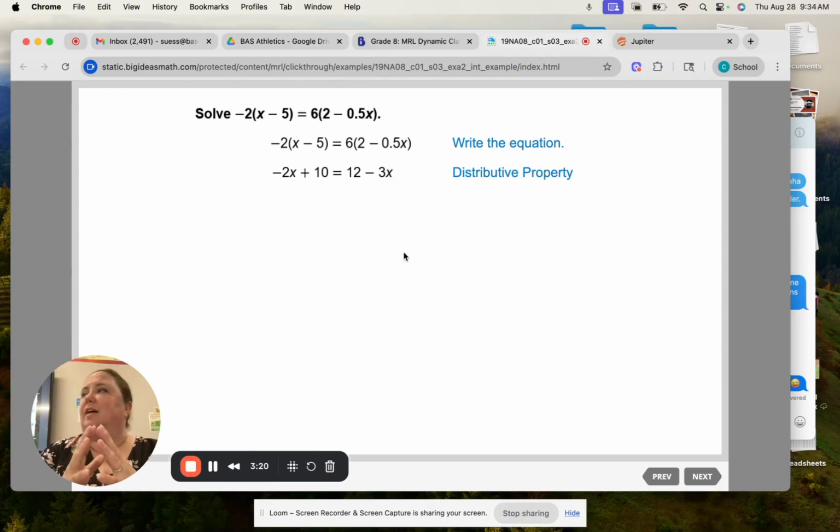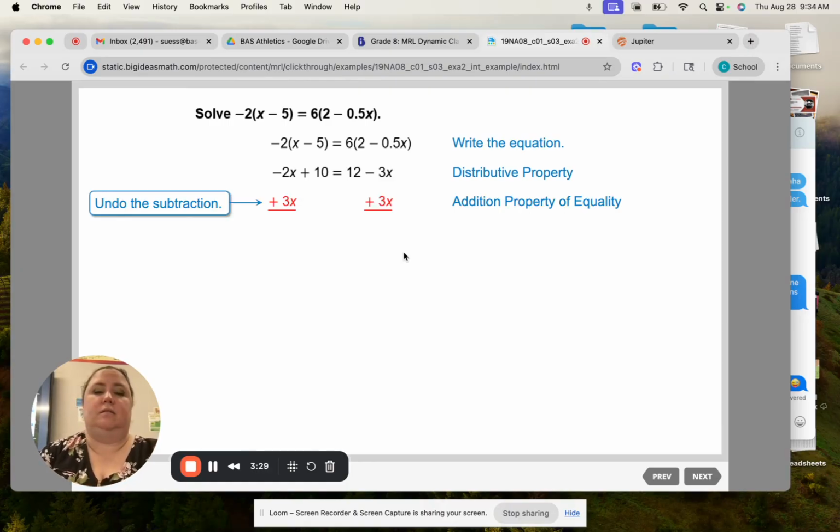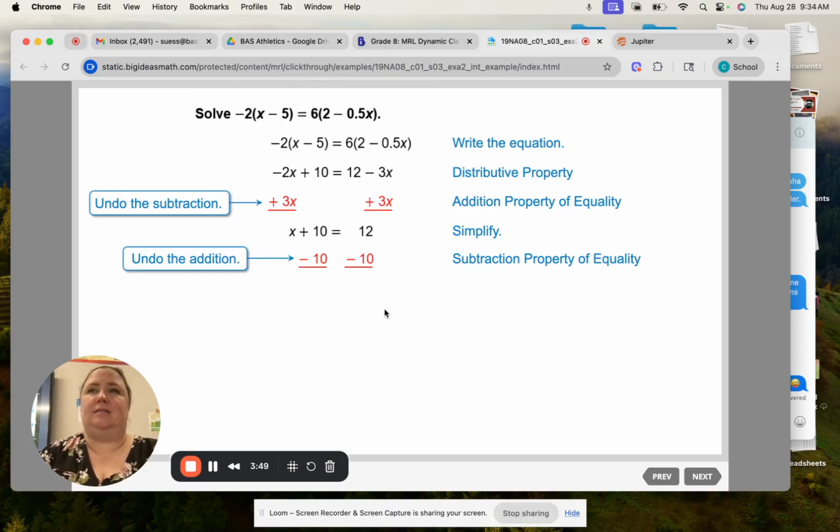All right, so now that we've simplified, now we can combine like terms, correct? Yes. So what do we want to move, the negative 2x or the negative 3x? Negative 3x. So we're going to do the opposite of subtraction, and we're going to add. So 3 plus negative 2 gives you what? X. Very good. Now we're going to move the 10. How do I move the 10? Minus 10 on both sides. We're going to subtract 10. 12 minus 10? 2. X equals 2. Any questions?